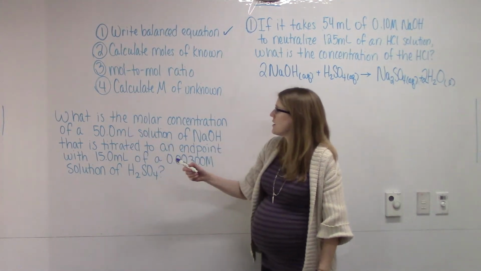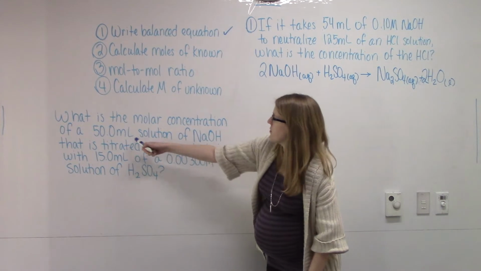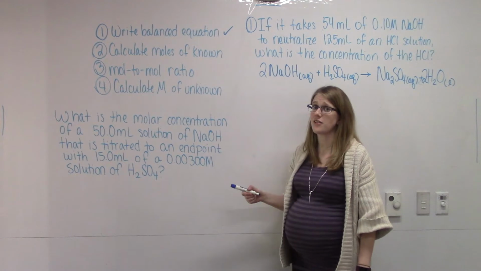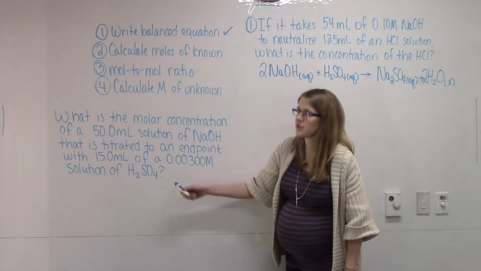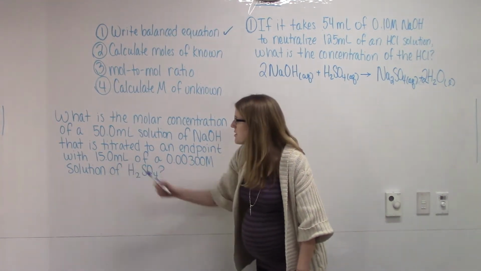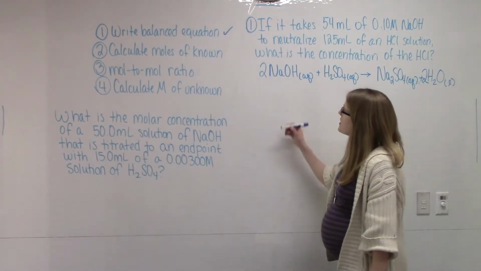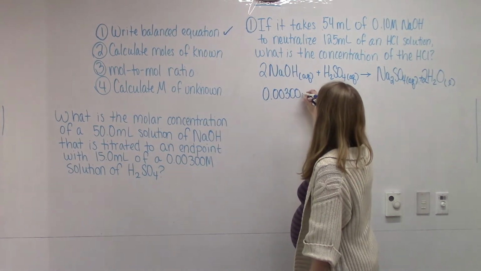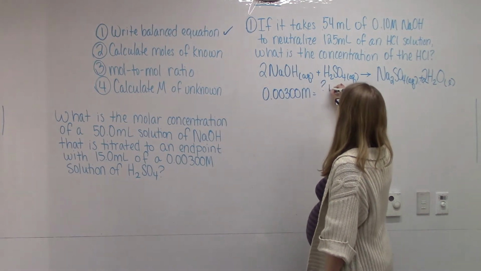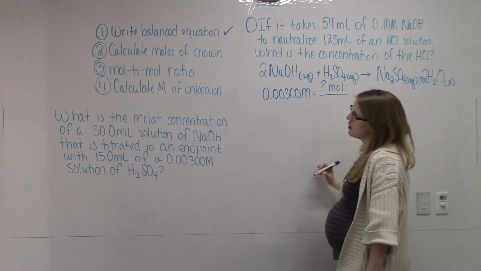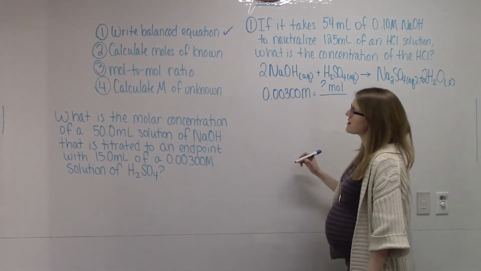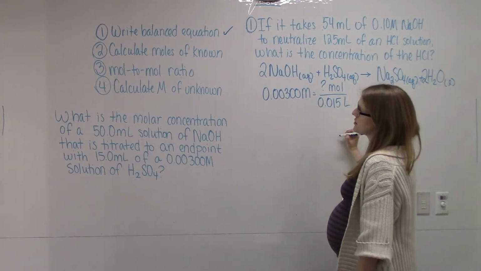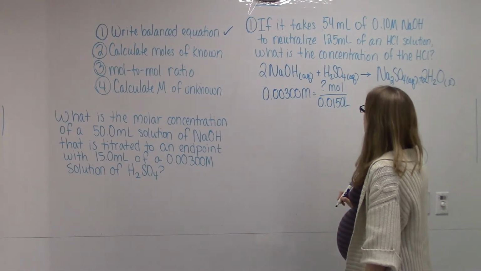We have 50 mL. That is our unknown in this example, isn't it? NaOH, I said that wrong earlier. NaOH is our unknown of this example, and H2SO4 is our known. And we definitely have 15.0 mL of a 0.00300 molar solution. So 0.00300 molar equals moles over, this is in milliliters again, we've got to move that decimal place, 0.015 liters, and there are 3 sig figs there.